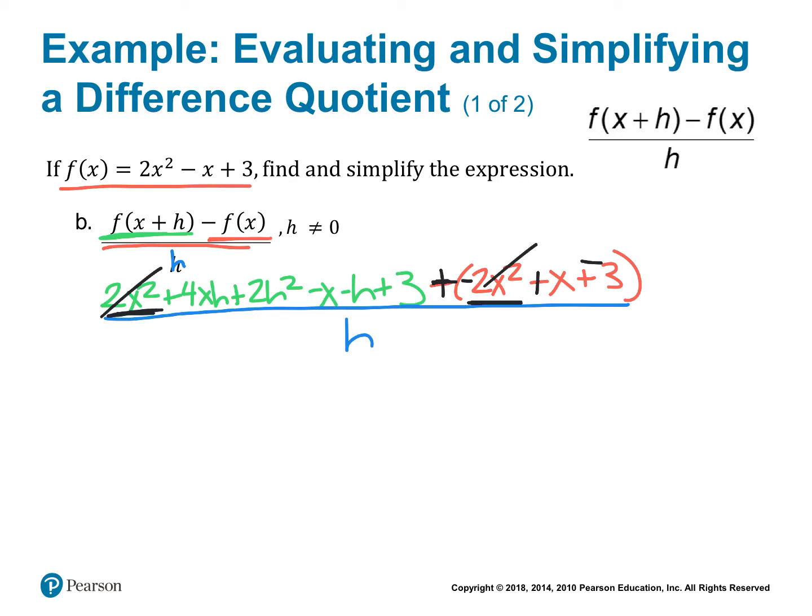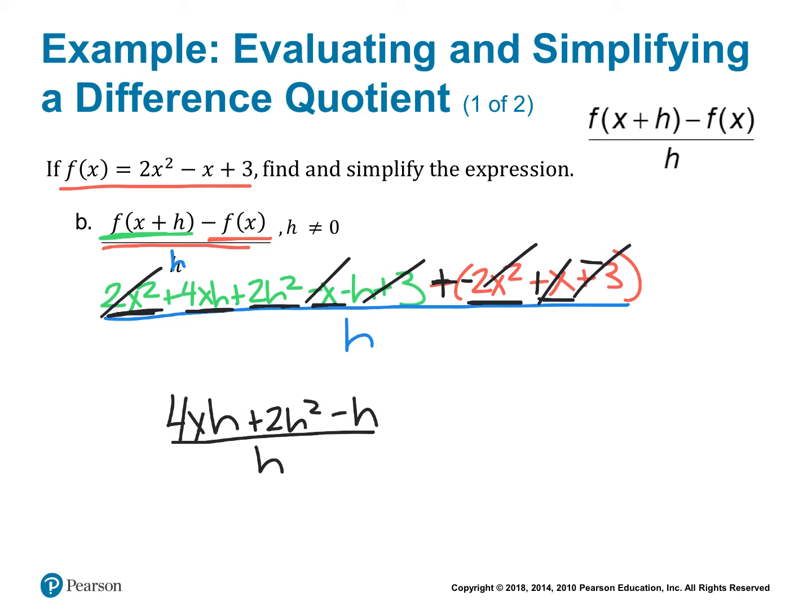And I only have one thing that has an x and an h, so let me bring that down. Then I only have one thing that has an h squared. Then I have a negative x and a positive x, so those will cancel out. Then I have a negative h on the top, and I have a positive 3 and a negative 3. Those will cancel out. So I'm left with this.